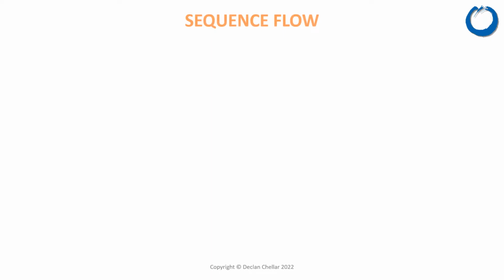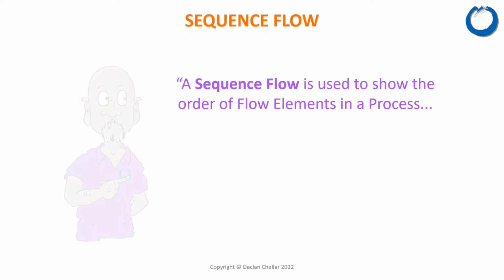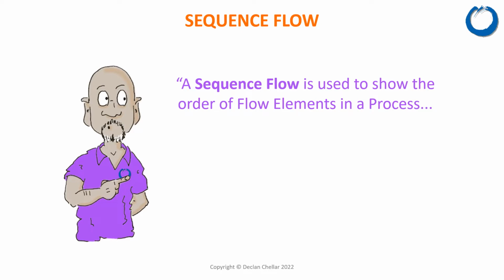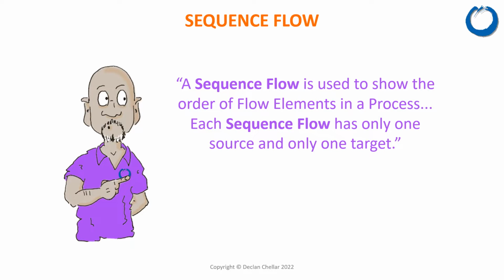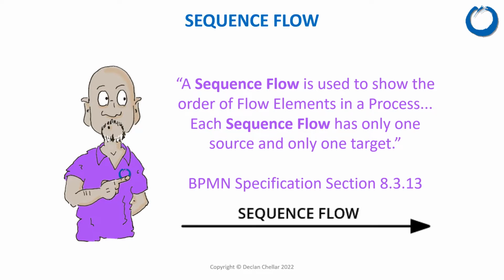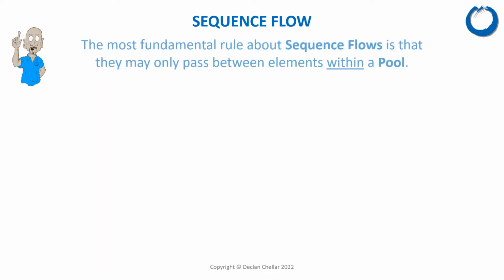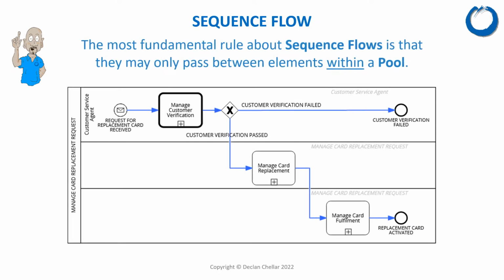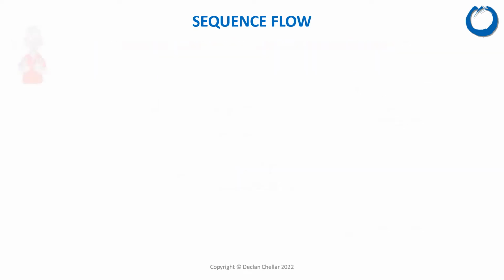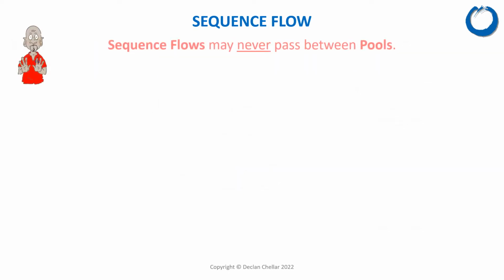Sequence flow. A sequence flow is used to show the order of flow elements in a process. Each sequence flow has only one source and only one target. The most fundamental rule about sequence flows is that they may only pass between elements within a pool. Sequence flows may never pass between pools.